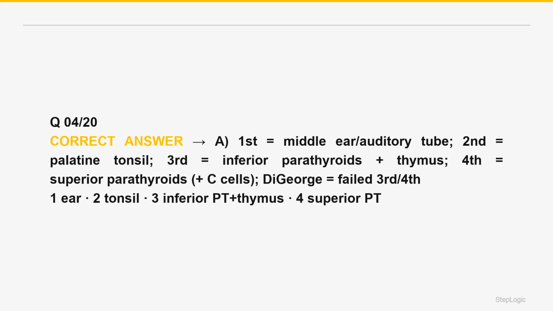The fourth pouch forms the superior parathyroid glands and the ultimobranchial body, which gives the parafollicular C cells of the thyroid. A classic trap is the parathyroids. The third pouch, being more inferior, gives the inferior parathyroids and migrates down with the thymus, while the fourth pouch gives the superior parathyroids. The clinical correlate is DiGeorge syndrome, 22q11 deletion. Failure of the third and fourth pouches leads to absent thymus, T cell deficiency, and absent parathyroids, hypocalcemia. The first, ear; second, tonsil; third, inferior parathyroid and thymus; fourth, superior parathyroid mapping is the answer.